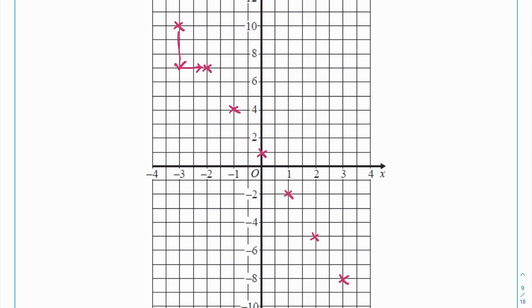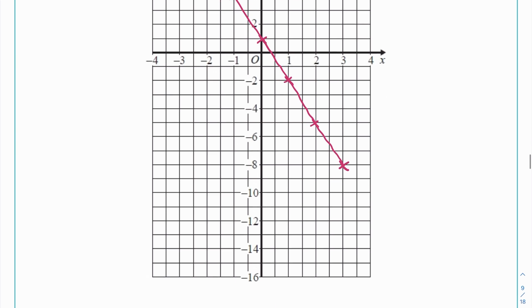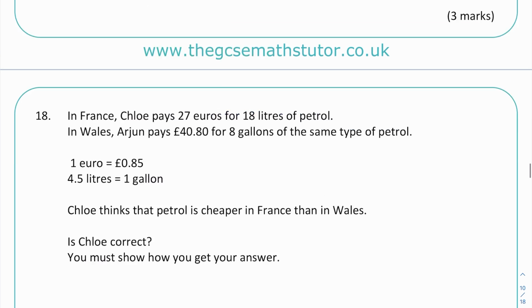So I've drawn in all my points. I just need to join these up, making sure I use a ruler and a pencil and I don't miss any of the points, and of course it should form a perfect straight line. So if any of the points are not creating a straight line, you know that you've got one of the points wrong in your table, and you need to go back and correct the numbers in your table to ensure that it does make a straight line. And there we go. On to our next one.